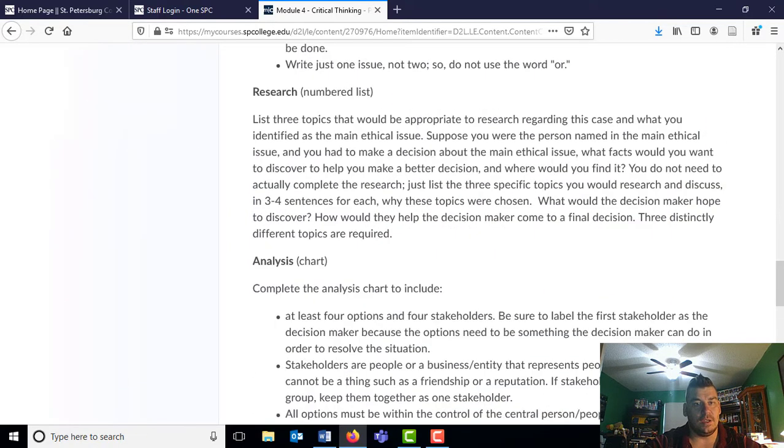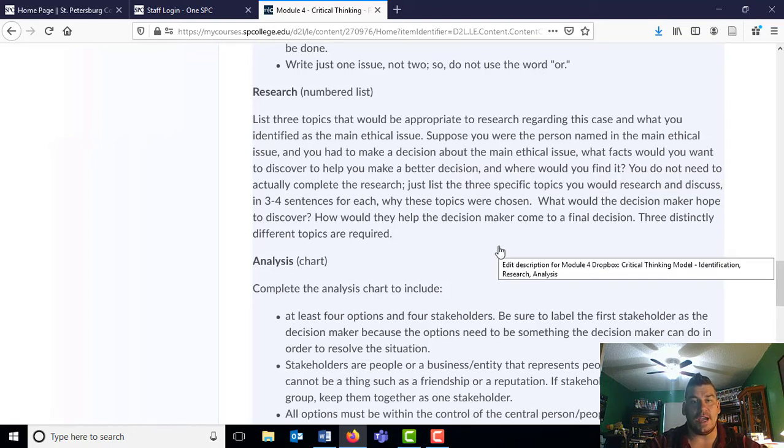Then for the research, you're going to select 3 areas of research that your decision maker could research to gain information about the decisions they may or may not want to make. And then you're going to write 3 to 4 sentences about each one, talking about what the decision maker would hope to discover from this. How would it help the decision maker come to a final decision? What area does this particular thing address or discuss? That kind of stuff, just to show we would look for this and this is why, okay?